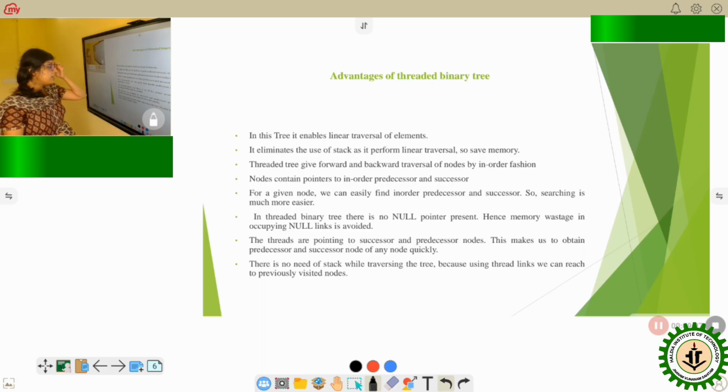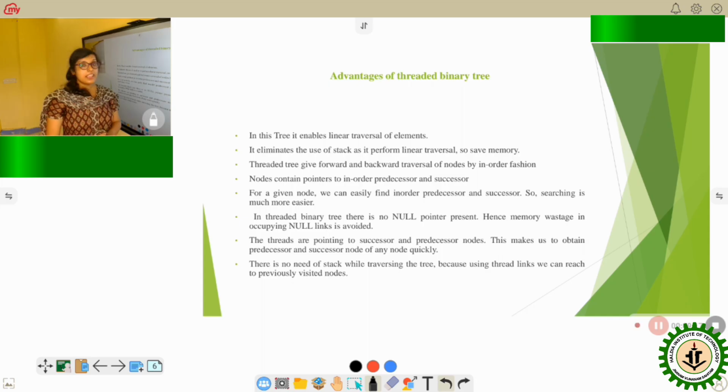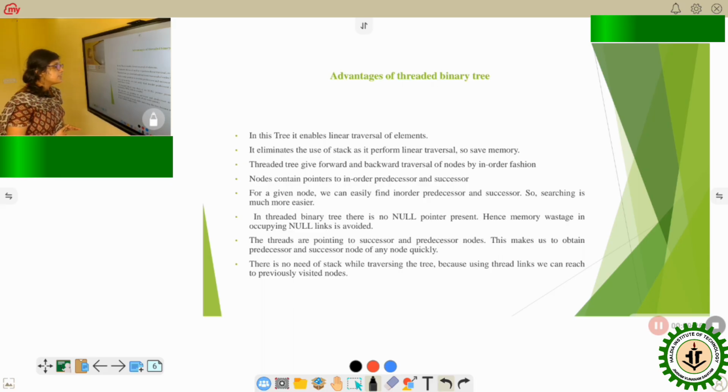Next, it eliminates the use of stack as it performs linear traversal. So, the memory is saved. If a stack is used for this traversal, then some memory space is occupied. This is eliminated by using this threaded binary tree.